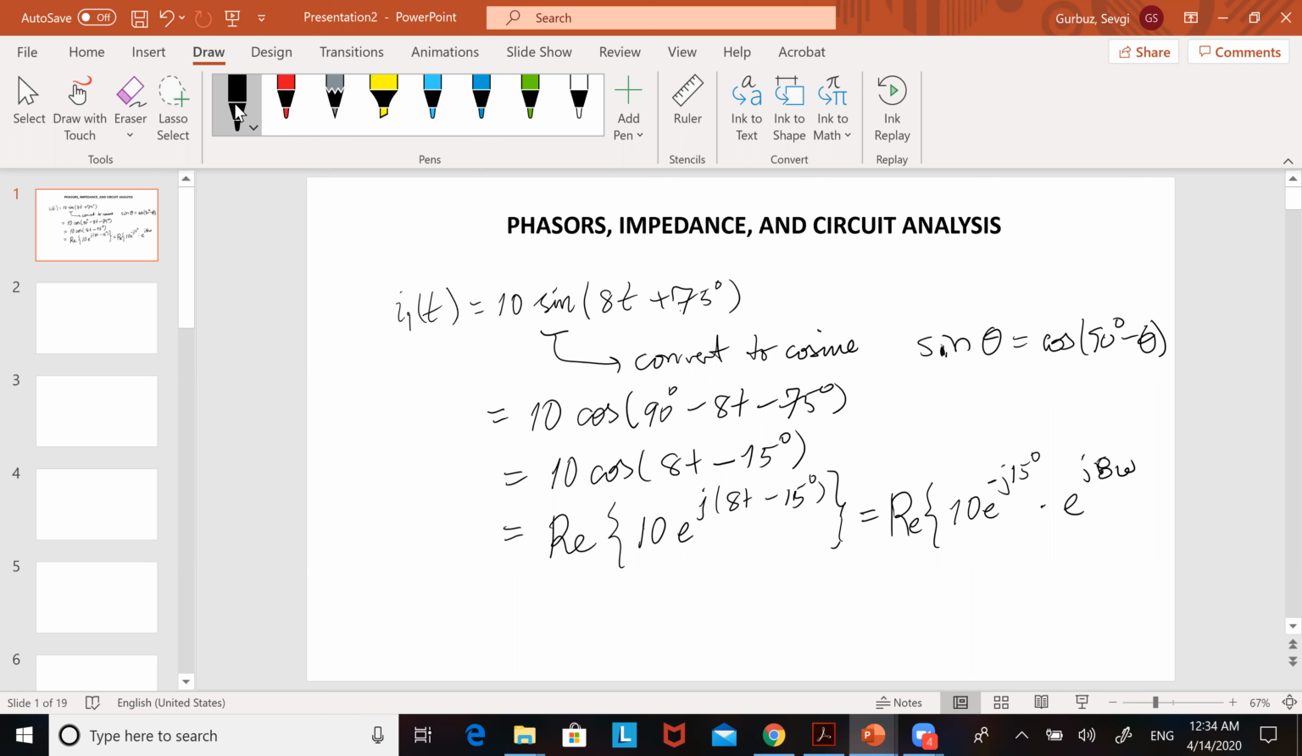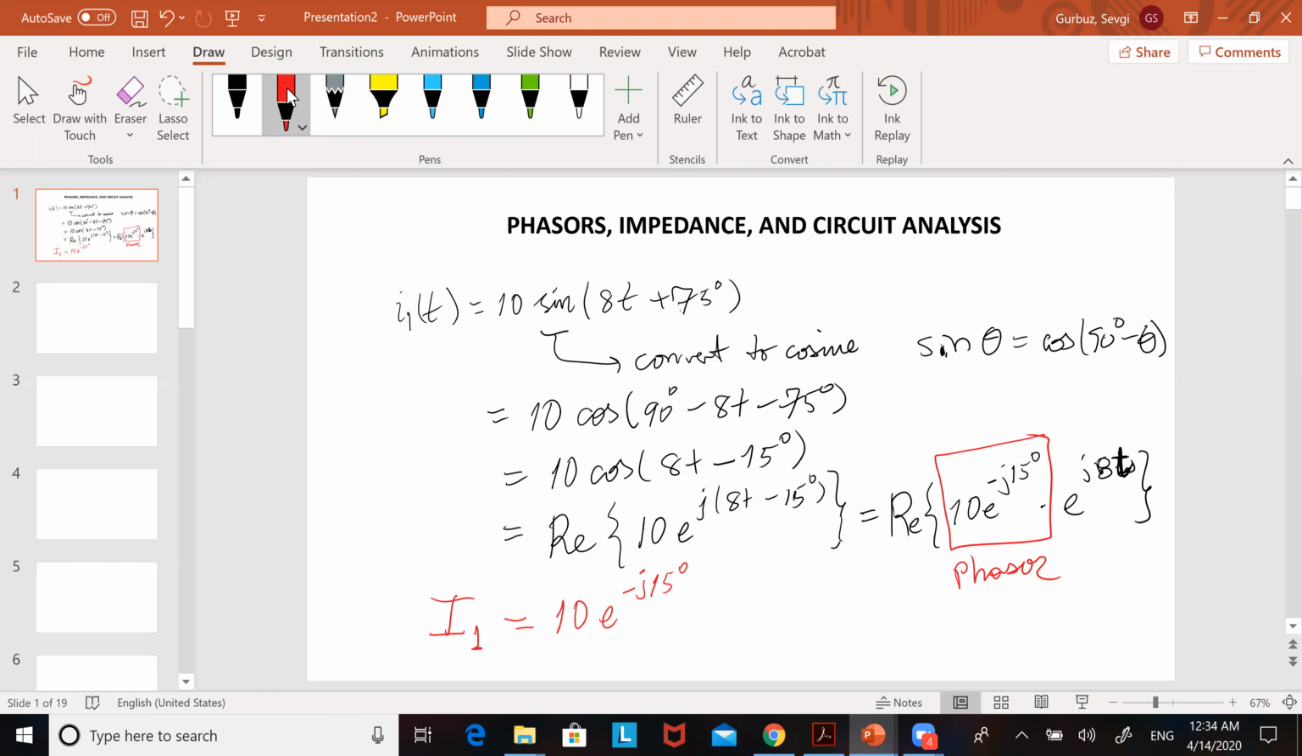So in this case, 8 is our value of omega, which is the frequency in radians. And our actual phasor is this coefficient here. So this is our phasor. And just to remind you, we represent phasors as capitalized variables. So capital I1 is the phasor for the real function I1 of t, and that would just be, right now, 10 times e to the minus j 15 degrees.